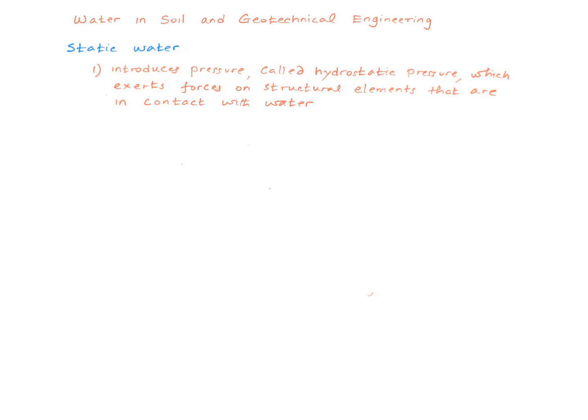Static water introduces a pressure called hydrostatic pressure, which exerts a force on structural elements that are underground and in contact with water, like, for example, a sheet pile wall. These additional forces need to be considered in the design of structures. The hydrostatic pressure also changes the stresses in soil. Usually, as the hydrostatic pressure increases, the shear strength goes down, which in turn affects the stability of the structure.